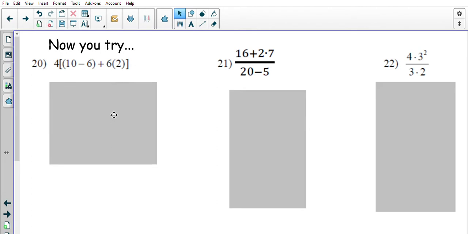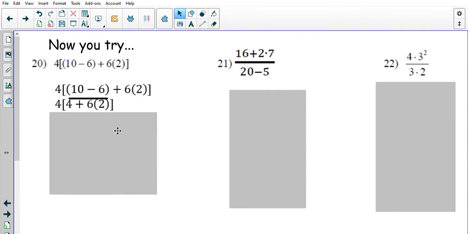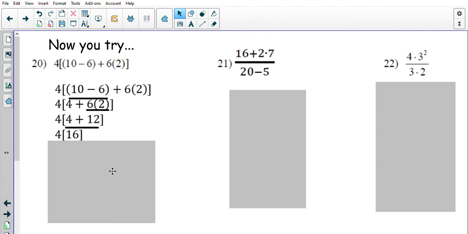All right, so for number 20, I really hope you started with that 10 minus 6. And that, of course, is going to get us 4. Then inside your brackets, I hope you didn't drop those off. We want to do 6 times 2, because remember, multiplication comes before addition. 6 times 2 is 12, so we've got 4 plus 12 still inside those brackets. Now we'll do 4 plus 12, which is going to get us 16. And 4 times 16, that's not super easy, but if you do 2 times 16, that's 32. And doubling 32 is pretty easy. That's 64. All right, so number 21, we have our first fraction type of question here with order of operations.